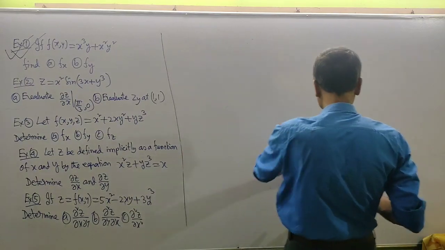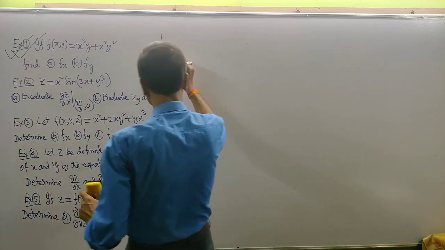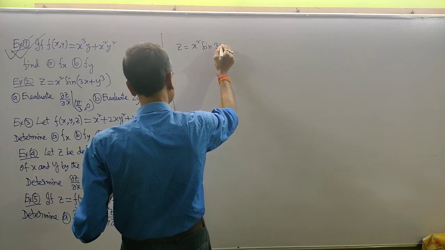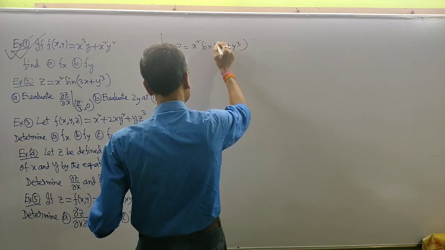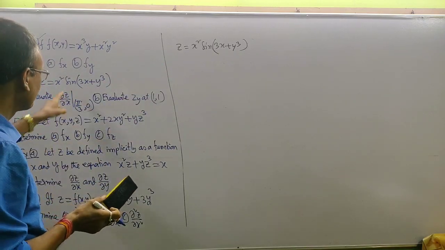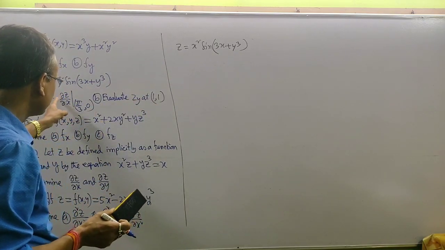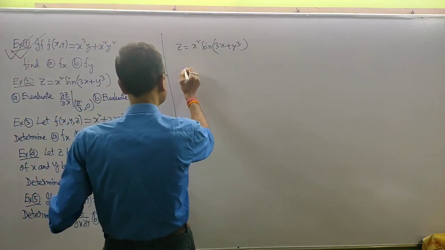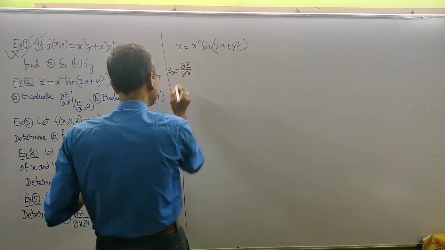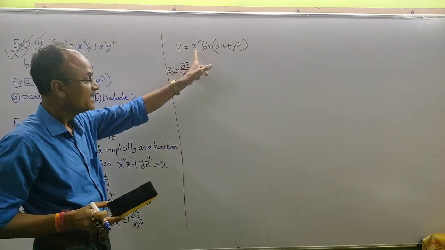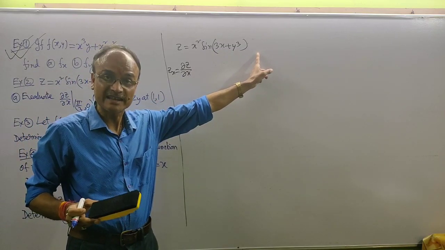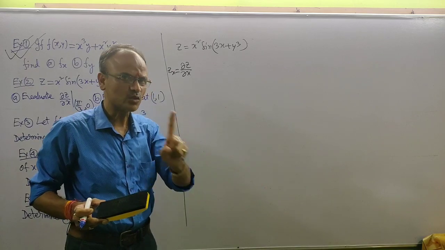See number 2. z equal to x square sine of thrice x plus y cube. You are differentiating partially with respect to x, del z by del x, or you may write zx. zx means del z by del x. You see, you are differentiating partially with respect to x. Just treat y as constant.